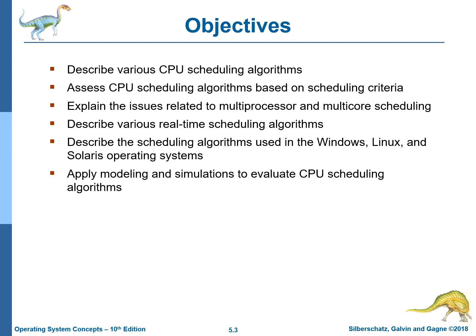The first one is to describe various CPU scheduling algorithms. The second one is to assess CPU scheduling algorithms based on scheduling criteria. The third one is to explain the issues related to multiprocessor and multi-core scheduling. The fourth one is to describe various real-time scheduling algorithms. The next one is to describe the scheduling algorithms used in the Windows, Linux, and Solaris operating systems. And lastly, to apply modeling and simulations to evaluate CPU scheduling algorithms.